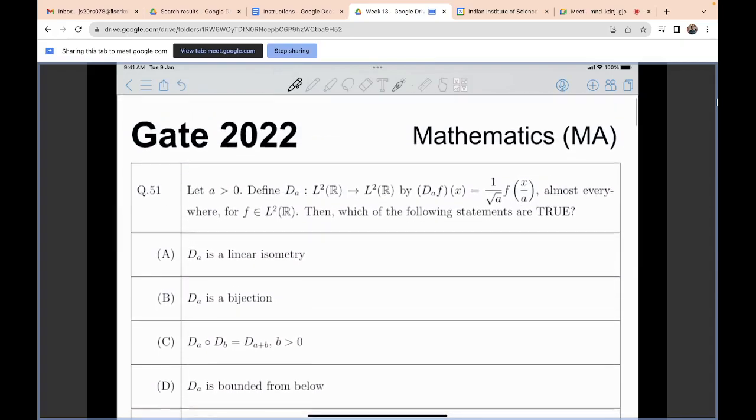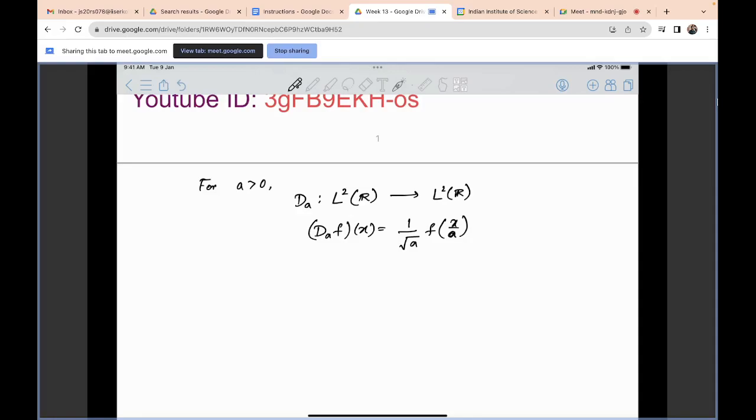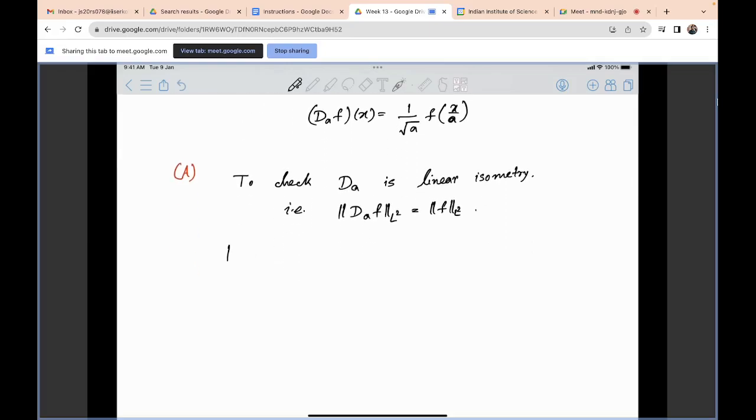So first we have to check whether dA is a linear isometry or not. So this is option A. To check isometry, dA is a linear isometry means the L2 norm of dA f is the same as the L2 norm of f or not. So let's check this one.